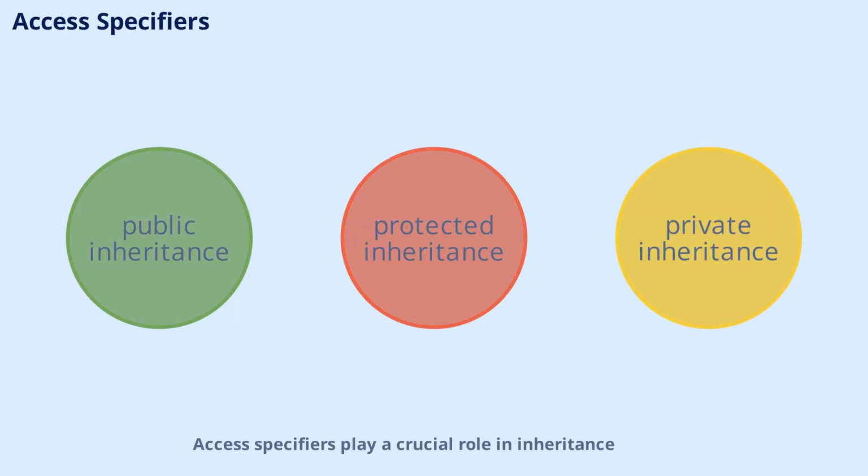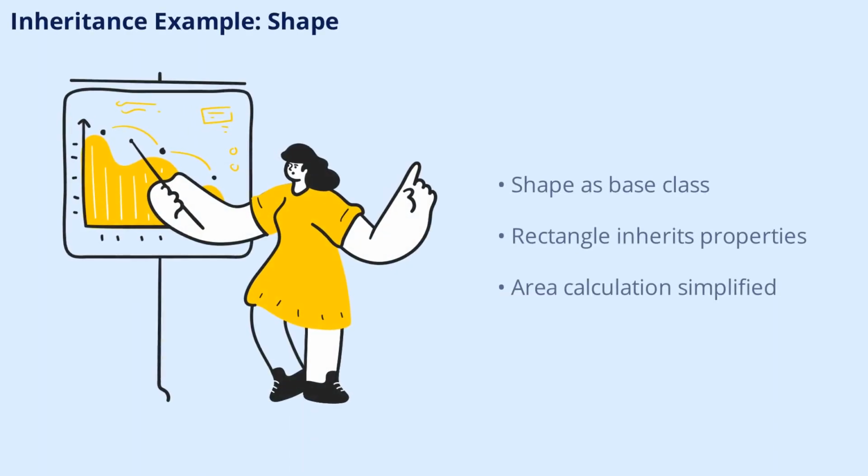Access specifiers play a crucial role in inheritance. They determine how the members of the base class are accessed in the derived class. The three main access specifiers are public, protected, and private. Public inheritance is the most common, where public members of the base class remain public in the derived class. Protected inheritance makes public and protected members of the base class protected in the derived class, while private inheritance makes them private.